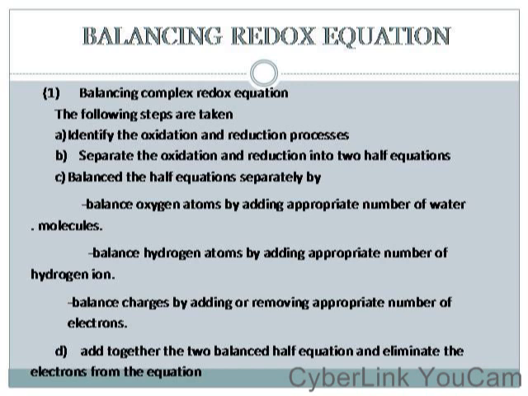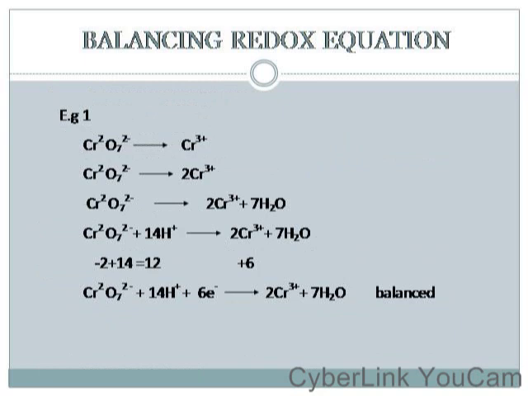So now let's take a look at an example. If you look at this, this is from heptaoxodichromate 6 to chromate 3. How do we balance it up?